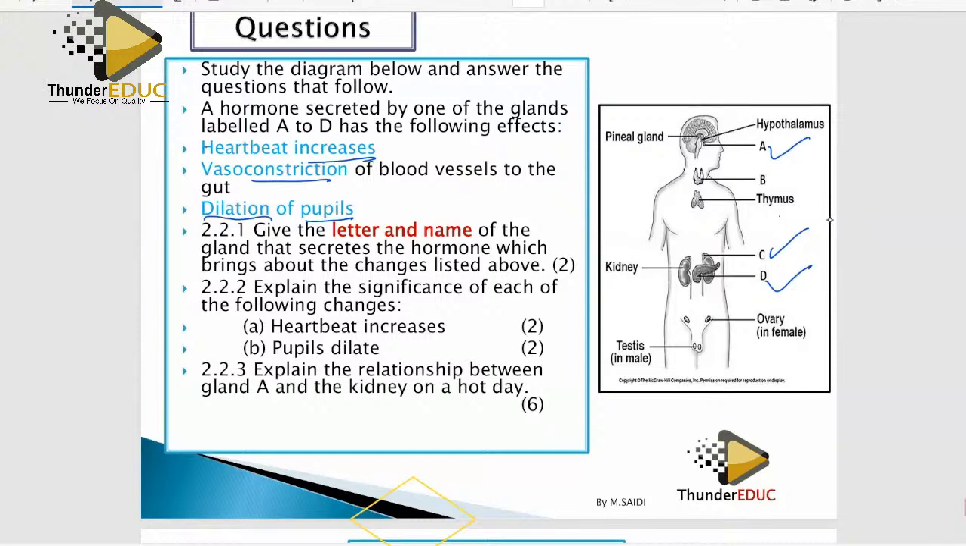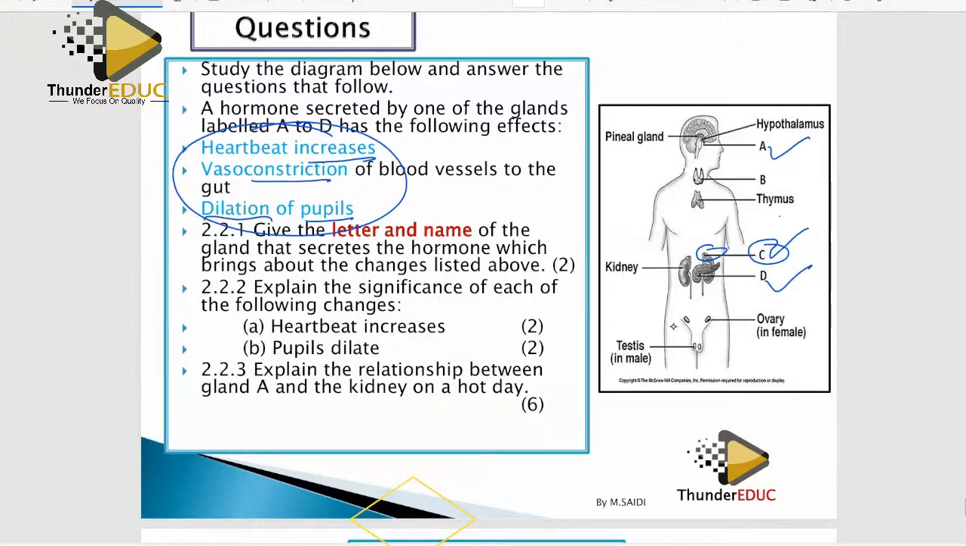The adrenal gland. Yes, adrenal gland. Remember that this hormone is adrenaline. It's the one which causes this. So it means that it's D. It's D. You didn't say D. It's C. No, I said C. Oh, yeah, C, adrenal gland. Thank you so much.